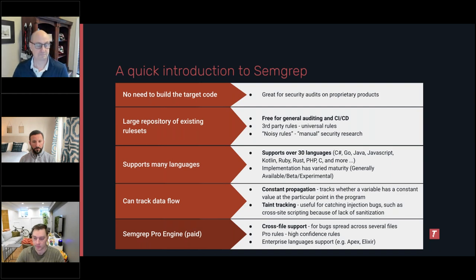So when it comes to Semgrep, it supports more than 30 languages, but we have to remember that the implementation has different maturity, and this maturity varies in terms of language parse rate, number of rules, applicable Semgrep syntax, available support, and so on. Another very important aspect is that Semgrep has a data flow analysis engine and allows for constant propagation, that is, it checks whether a variable has a constant value at a particular point in the program. And we can also use taint tracking in Semgrep. So it's useful for writing rules like catching injection bugs, such as cross-site scripting, because of a lack of sanitization.